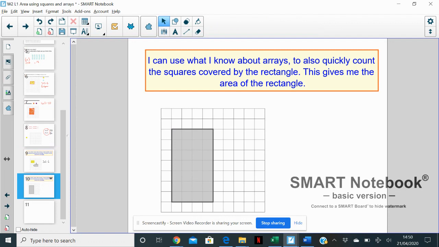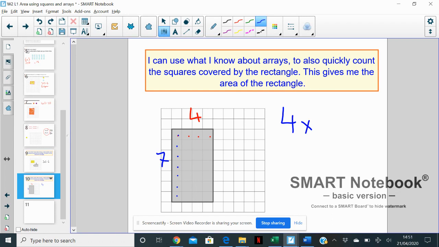Pause the video and see if you can use what you know about arrays by counting the rows and counting the columns to quickly count how many squares are covered by this rectangle. So I can see that I've got 1, 2, 3, 4 squares going along, and I've got 1, 2, 3, 4, 5, 6, 7 squares going down, which means I need to work out 4 times 7, and this gives me 28. So this rectangle has an area of 28 squares.